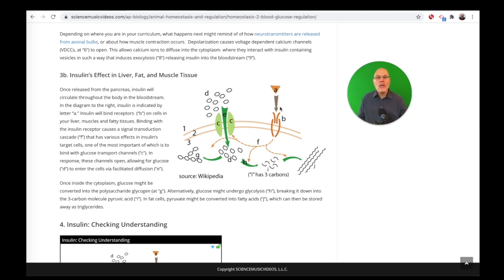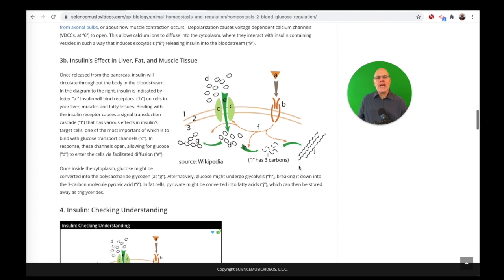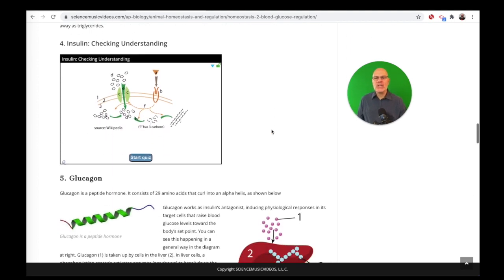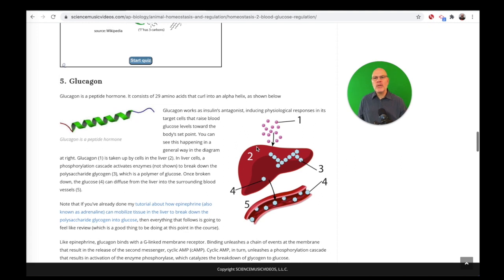Then I go over what actually happens when that insulin gets to the cells of the body, and how the insulin actually stimulates channels to open, allowing glucose to diffuse into the cell. That glucose can then be made into glycogen, or it can be transformed into fatty acids. And again, it's a great example of regulatory processes that happen at the level of cell signaling, and just dealing with visual representations. So I move on to similar stuff related to glucagon.